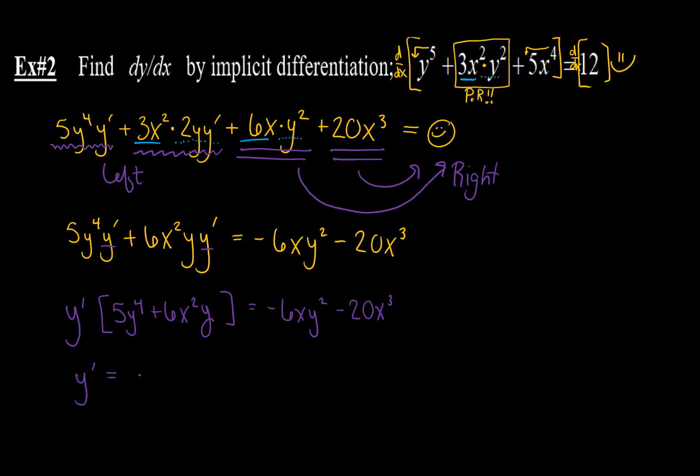So now I need to solve this for y prime. Keep in mind, if I had like 3y prime equals, I'm just going to write a scribble. If I were to solve for y prime, what would I have to do? Yeah, I would have to divide that side by 3. So that's what I'm going to do here. I'm going to divide both sides by this thing.